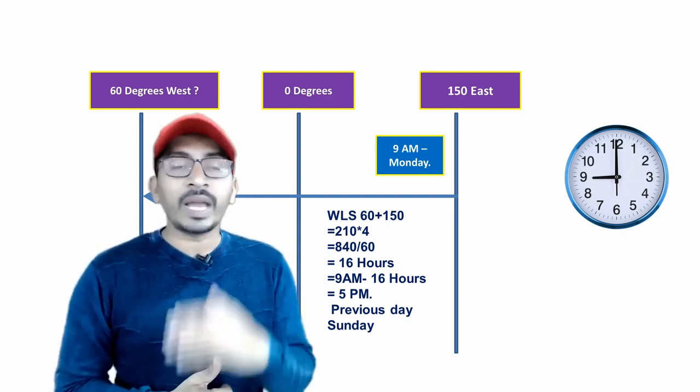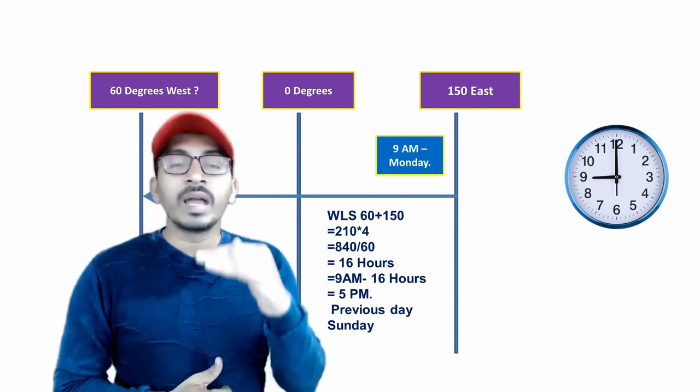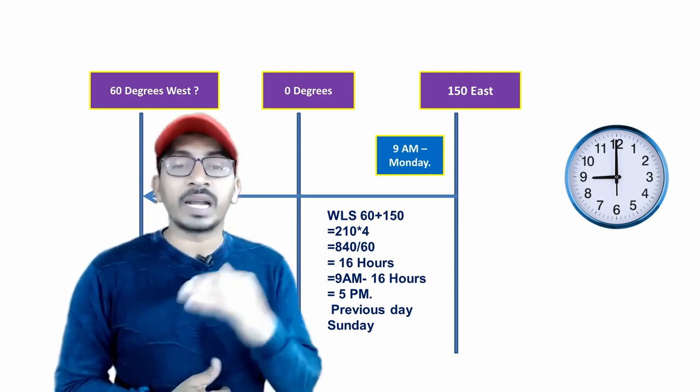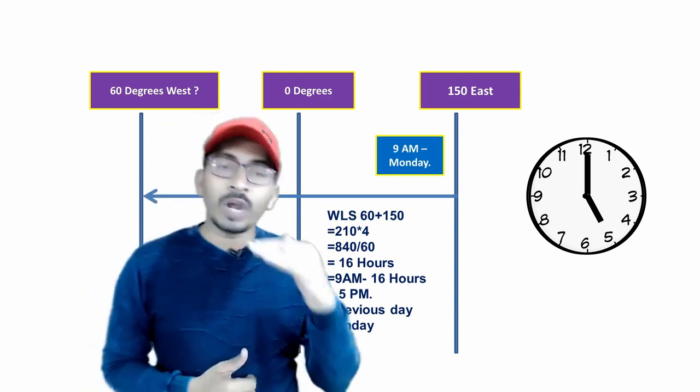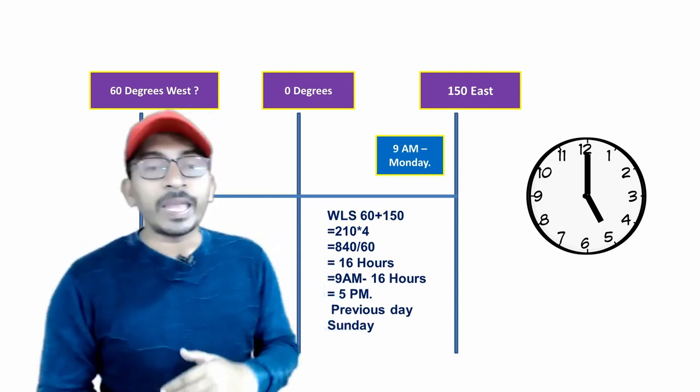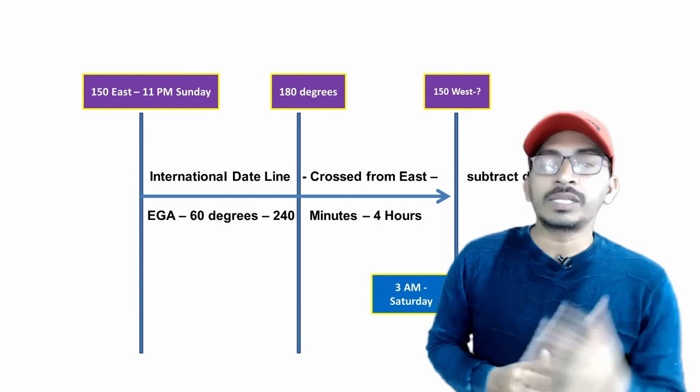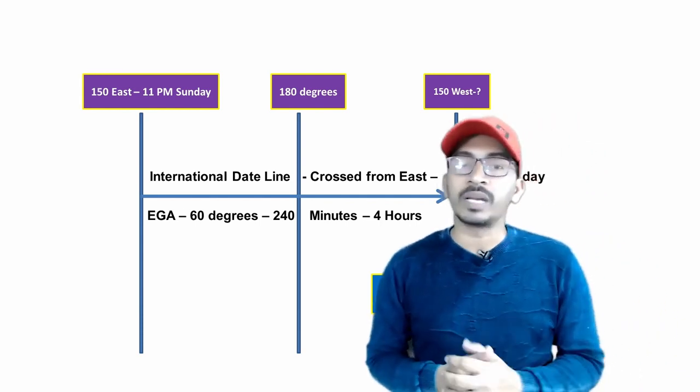9 a.m. on Monday, when 12 hours are subtracted, it will become 9 p.m. on the previous day, that is Sunday. When 4 more hours are subtracted, it becomes 5 p.m. on Sunday. Now let's consider a problem based on the international date line.